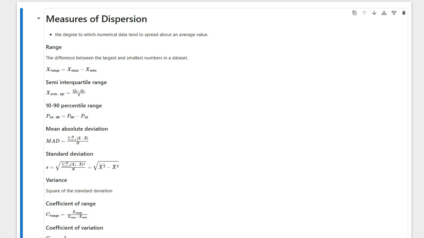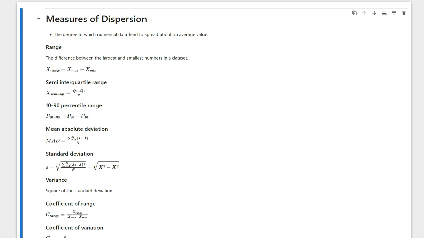Like in the previous video, we have discussed that the median is the value that divides the entire data set into two equal parts. In a similar way, quartiles divide the data set into four equal parts. Then we'll look at the 10-90 percentile range, which is the difference between the 90th percentile and the 10th percentile. Percentiles, like quartiles and the median, divide the data into 100 equal parts.